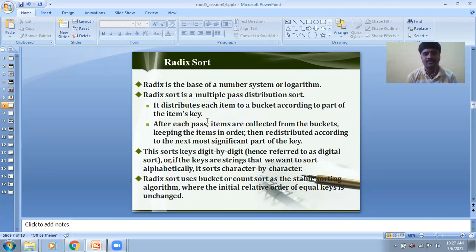This sorts the key digit by digit, hence it is referred to as a digital sort, or if the keys are strings that we want to sort alphabetically, it sorts character by character. So two things are available: alphabetical and character by character. And second, radix sort uses bucket or counting sort as the stable sorting algorithm, where the initial relative order of equal keys is unchanged.